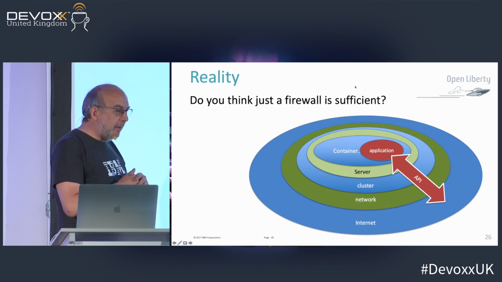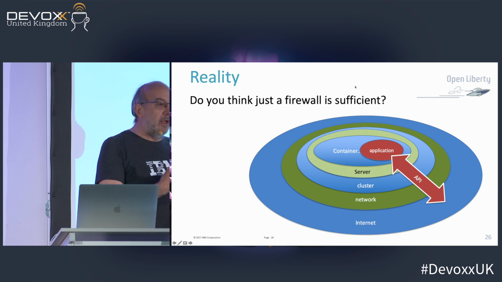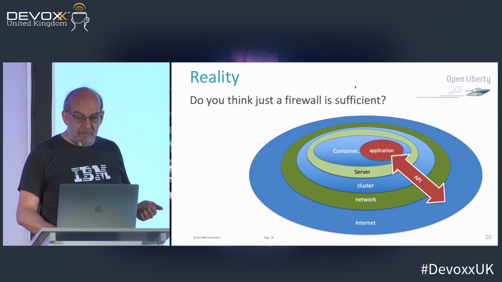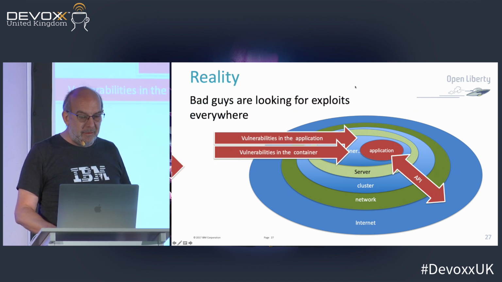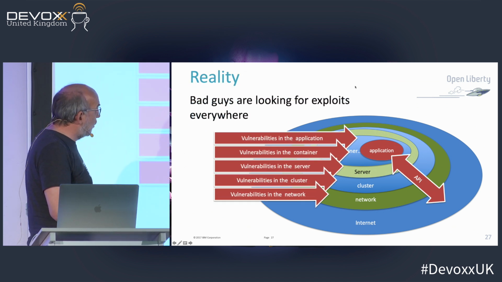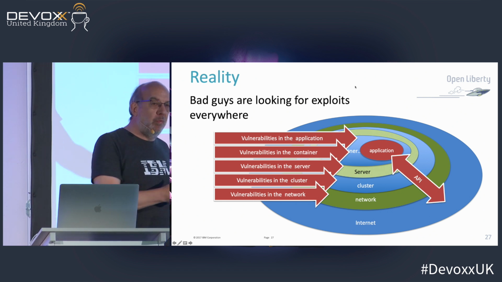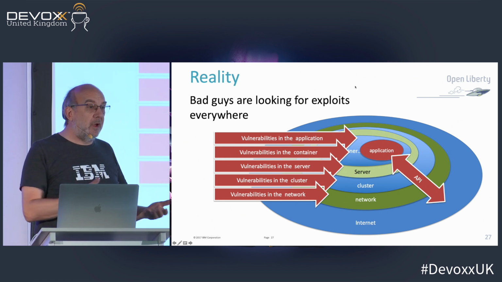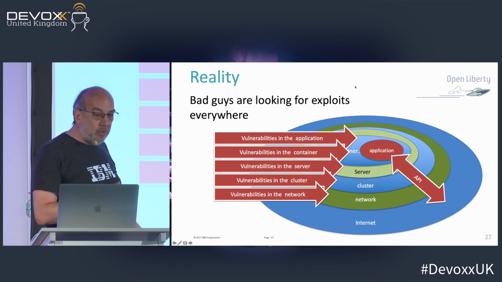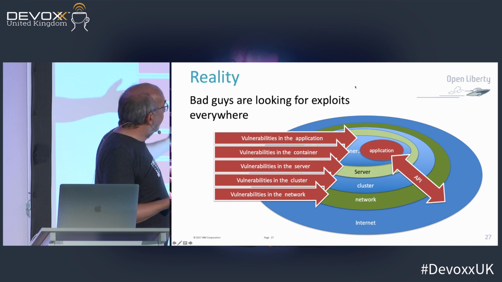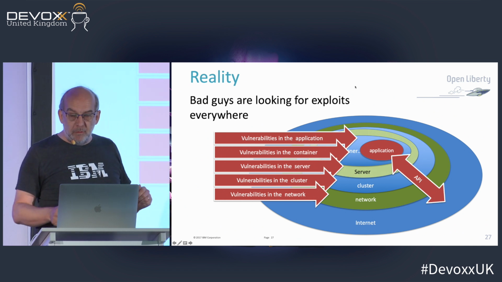So the reality is that having a firewall as the way to prevent people getting into your system is not the greatest answer. Because the bad guys are going to attack every single part of your system. They're going to find a way of getting in, because we all make mistakes and we all do things that are silly and let people in. So it's no good just saying, hey, I've got a firewall, okay?